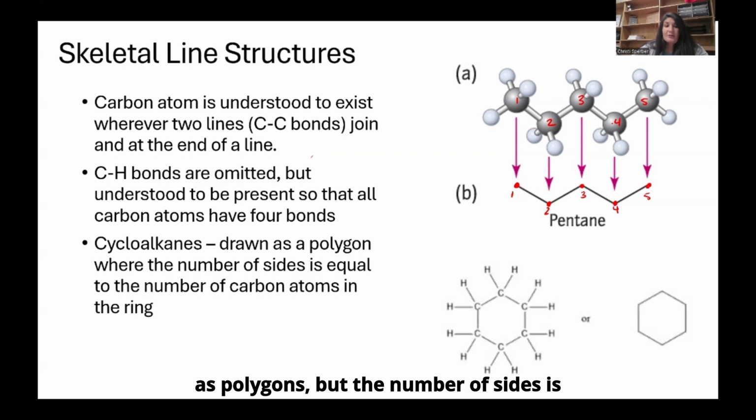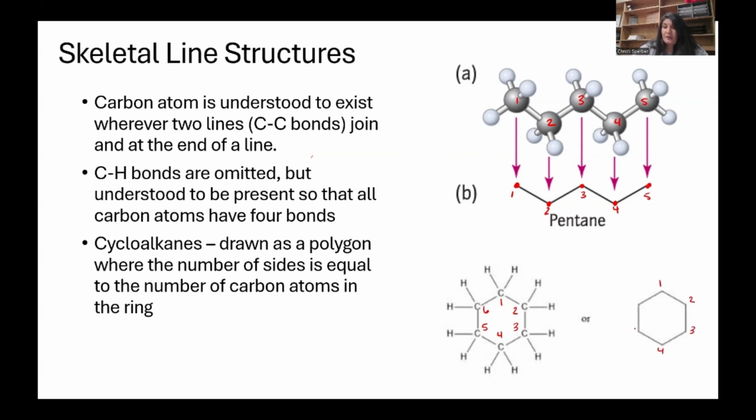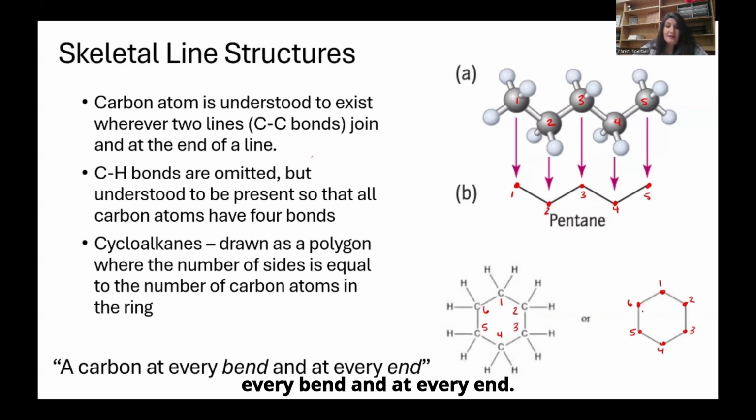Cycloalkanes are drawn as polygons where the number of sides is equal to the number of carbon atoms in the ring. So for example here, if we look at cyclohexane, we have 1, 2, 3, 4, 5, 6 carbons in this ring, which means we're going to make a hexagon. We have a 6-sided ring, and it is assumed that there are hydrogens coming off of each of these. At each bend, there's a carbon. So a carbon at every bend and at every end.